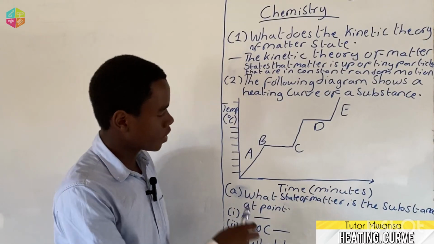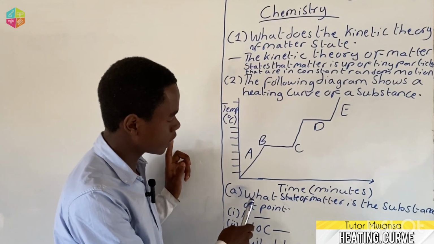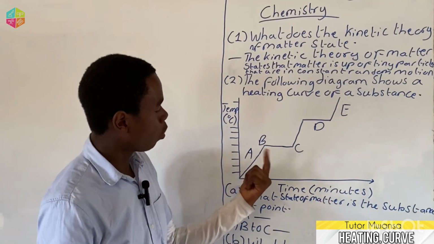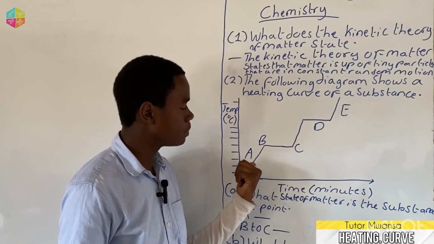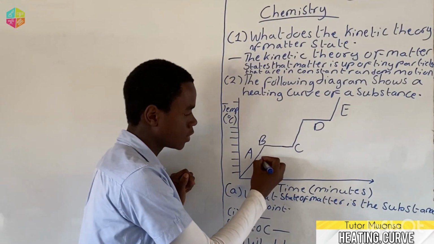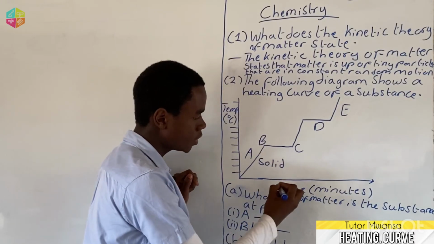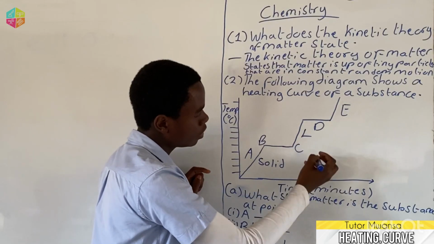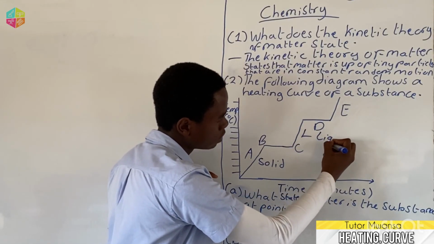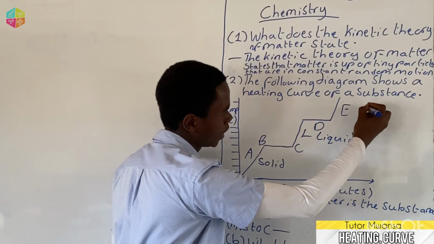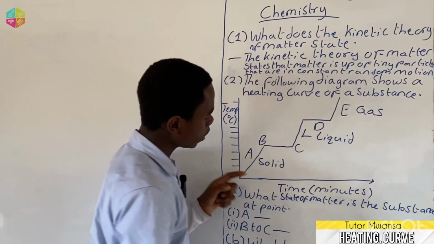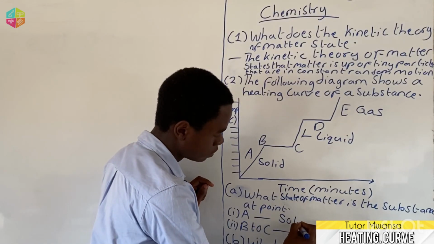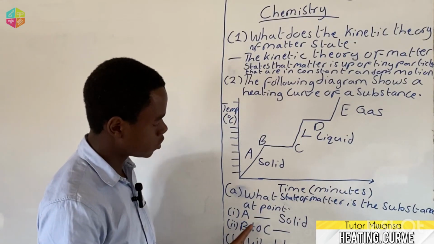All right, let's look at the first question here. The first question is asking what state of matter is the substance at point A? So what we have to understand is that the substance begins as a solid. So point A is what? Solid. All right? Then at this point here, we can name this point L. Point L is a liquid. And point E is a gas. But the question is asking us about point A. Point A is a what? A solid.